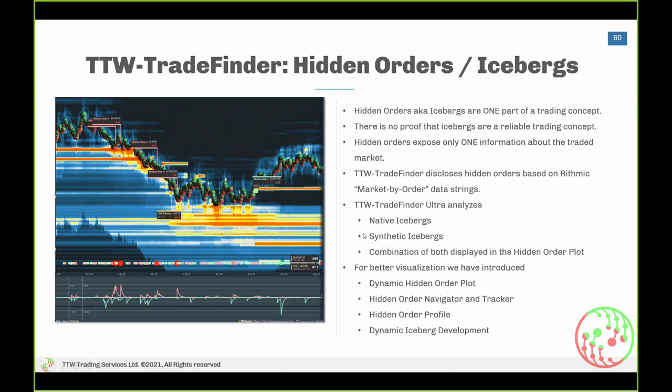The question now arises: what are iceberg orders good for? We can use them as resistance. We can understand them as support. And then the next question rises up: what is a decent size for an iceberg, which has a certain meaning to us, a certain meaning on the chart?